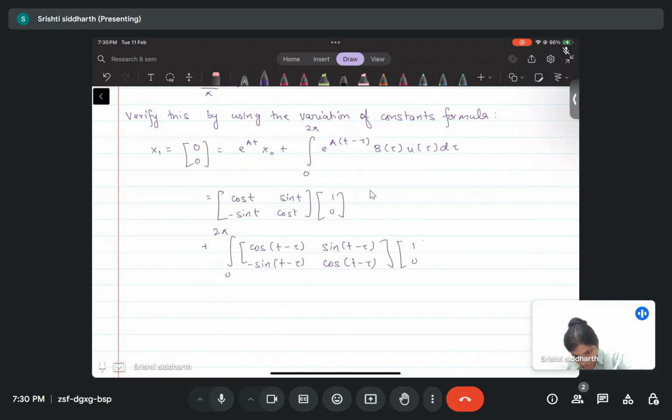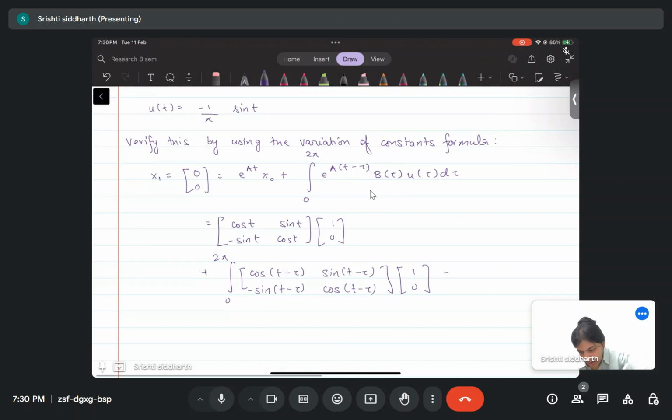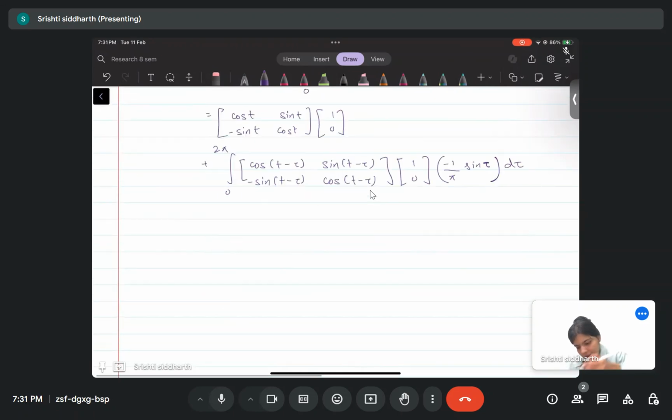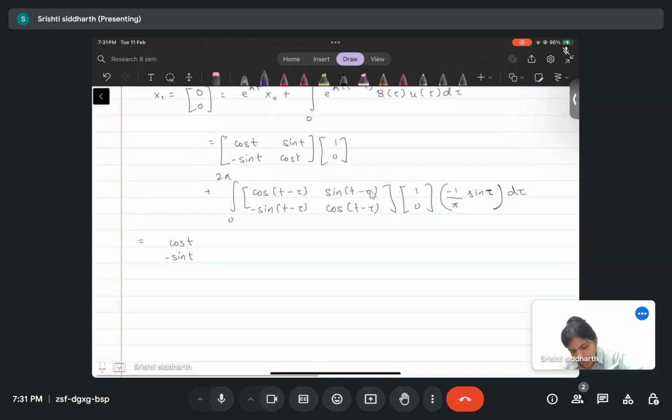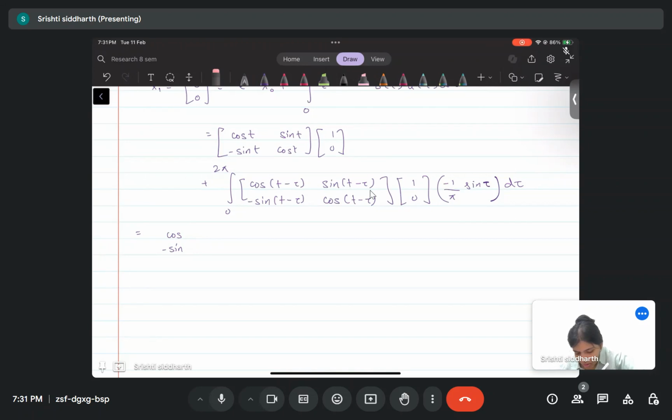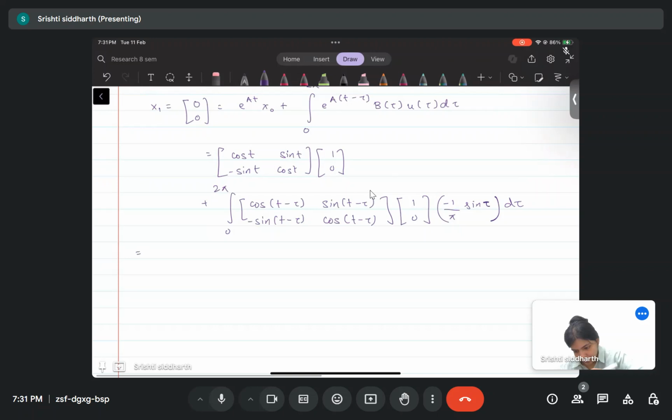D was simply 1, 0, and we're considering u as minus 1 by pi sine of t. So tau here. D. So it's simply cos t minus sine t. So at t equals to pi, we have comma 0 again plus this is going to be 2 pi actually. So t is 2 pi.